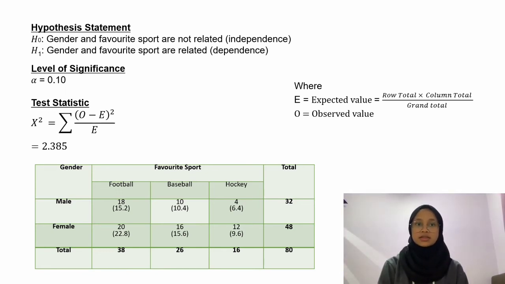Next, test statistic, chi-square equal to sum of O minus E squared divided by E, where E is expected value, which is row total times column total divided by grand total, and O is observed value. So E, we can see in the table, is the number in brackets. So the value of chi-square equal to 2.385.